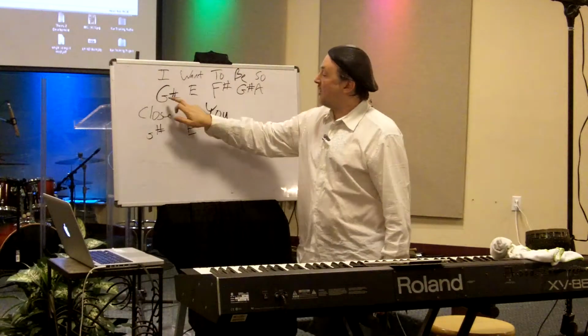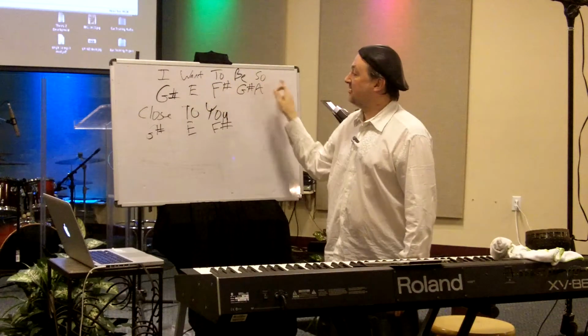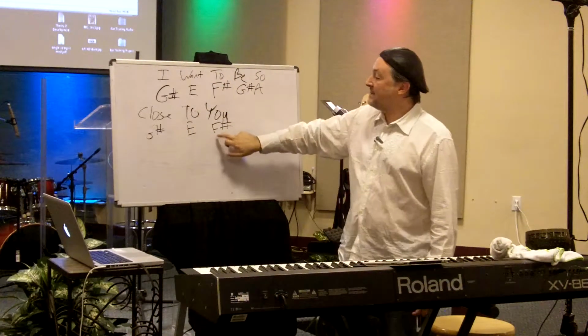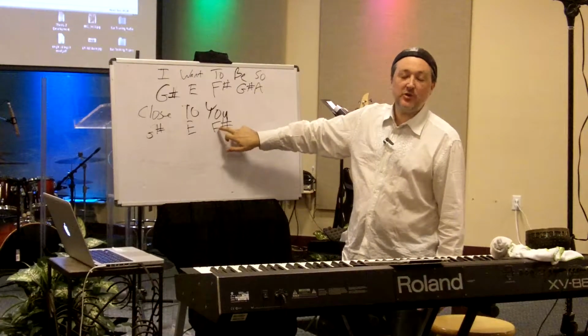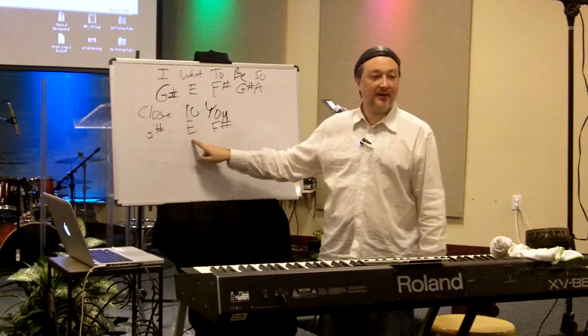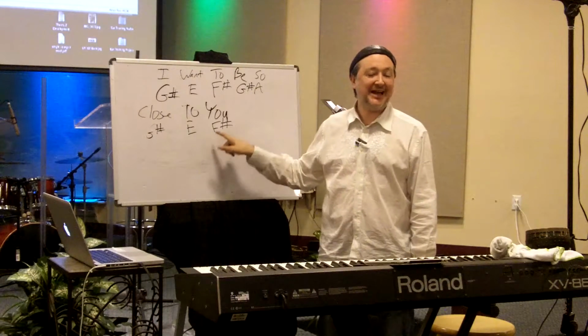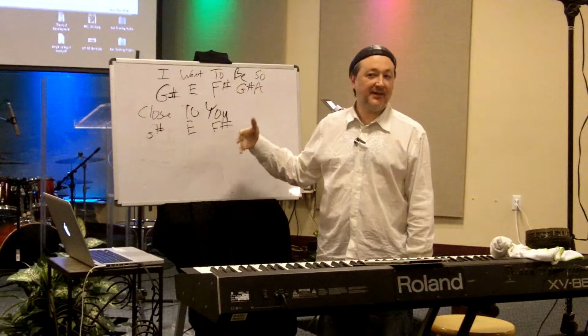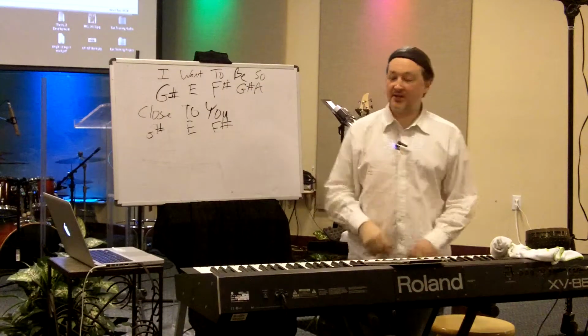So as I wrote this out, note by note, "I want to be so close to you." This note, "you," is the 2 of our tonal center. If E's 1, F sharp is 2. I kind of liked the idea of ending the phrase on the 2 instead of the 1.